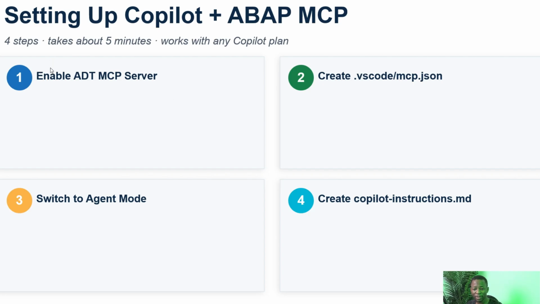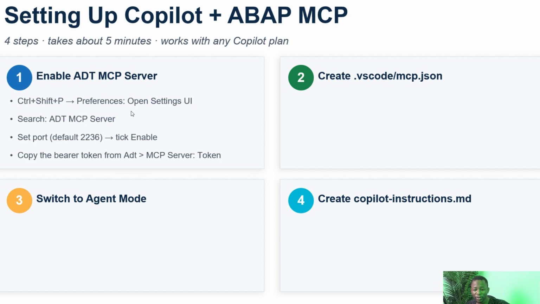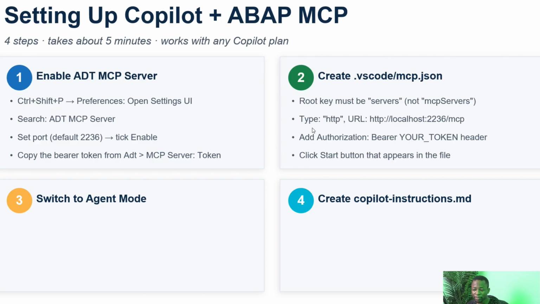Okay, now, up next, we look at how to set up the Copilot plus the MCP server. There are 4 steps actually, and it takes about 5 minutes, and this works with any Copilot plan. And of course, you can look at how to connect to Claude AI or any other agents that you are using. First, you enable the ADT MCP server in VS Code. Then you create the mcp.json file, switch to agent mode, and create Copilot instruction. Okay, so I'm going to show you in VS Code how to go through these 4 steps.